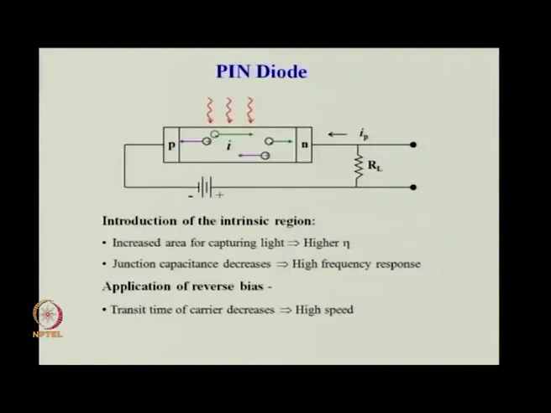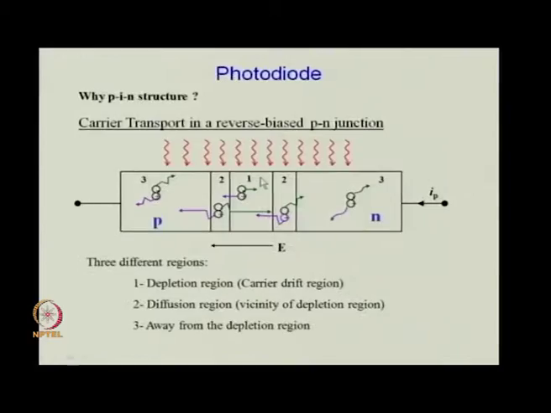If we see the next slide, now we have shown a pin diode. Why do we go for pin diode? I come back to this in a minute. Let me show the diagram again. Carriers moving inside the semiconductor, that is electron moving in this direction, hole moving in this direction, constitutes a current in the external circuit.